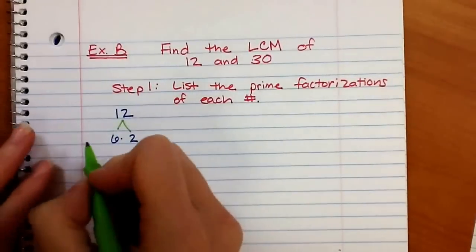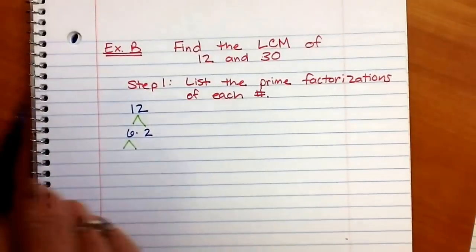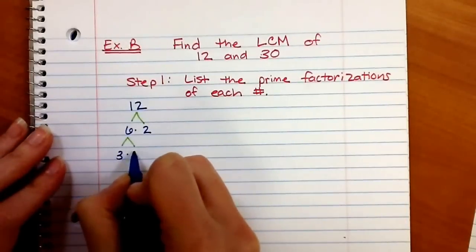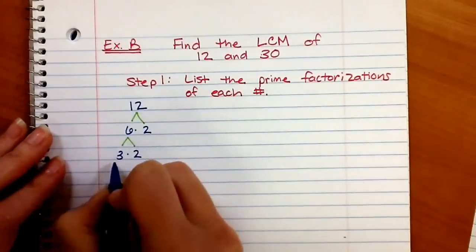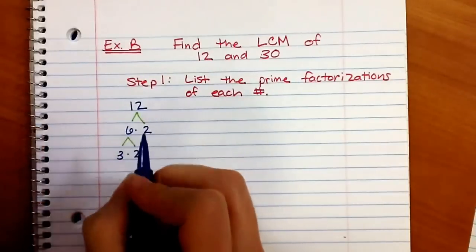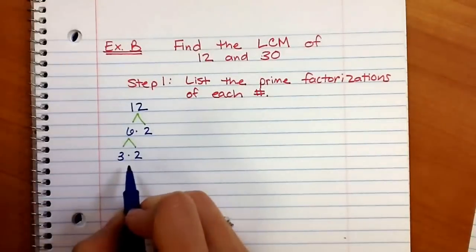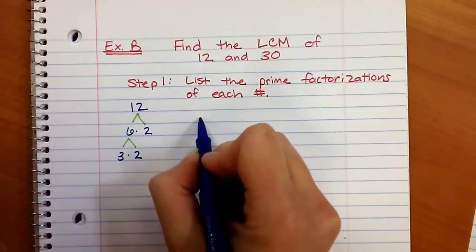2 is prime, 6 is composite, so I can find more factors for 6. And I can say 3 times 2 gives me 6. 3 and 2 are both prime numbers. I am done with my prime factorization tree. So I'm going to take this, and I'm going to write my equation up here.